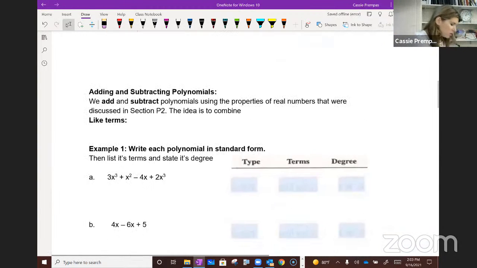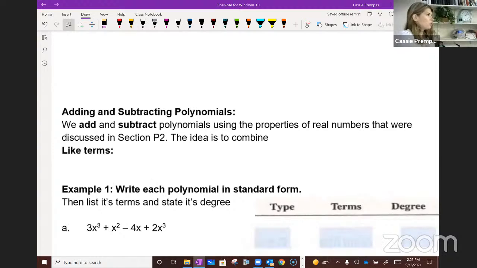Let's move to how do we add and subtract polynomials? You have to add and subtract polynomials in order to put it in standard form. When you're adding and subtracting polynomials, you're still going to use your properties of real numbers that we've already learned, but you do have to know what like terms are. Like terms have the same variable raised to the same power. So go ahead and write that in.